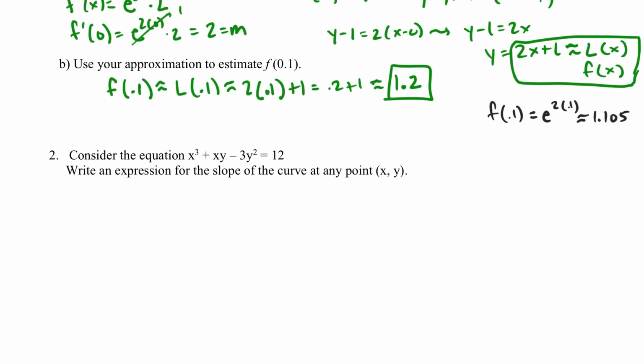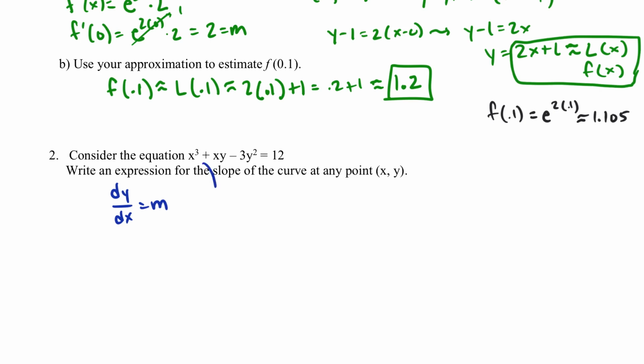And on this one, it says consider the equation right there. Write an expression for the slope of the curve at any point xy. Okay, so at any point xy means it's asking me to generalize this equation. So let's go ahead and see what we could do to generalize this. And by generalizing it, that means I need dy dx, because this is my equation for the slope at any point xy, which means I need to take a differential here. So let's go ahead and implicitly differentiate this.